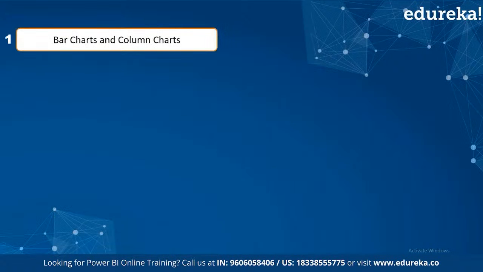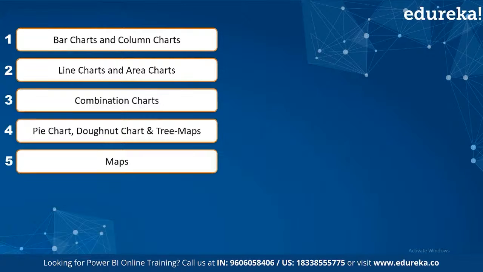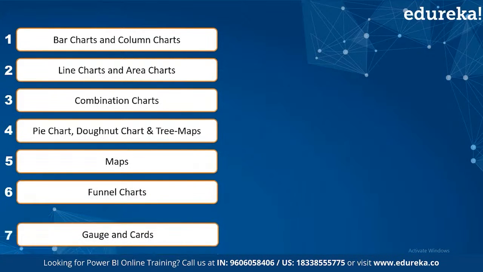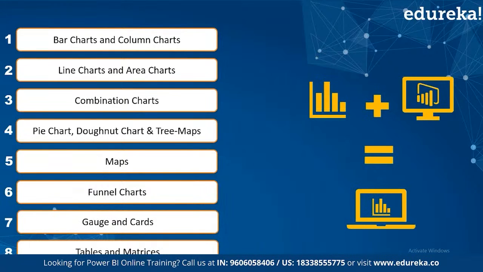So we do have multiple components available as a part of Power BI. Here we can generate reports, and multi-level reports. We can generate reports as pie charts, bar charts, column charts, line charts, and area charts. We have combination charts, donut charts, tree maps, maps, funnel charts, gauges and cards, and then we have tables and matrices. So all these different types of reports we can generate as a part of the solution offered by Power BI, right?